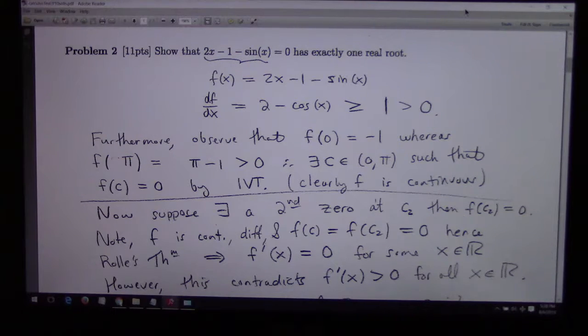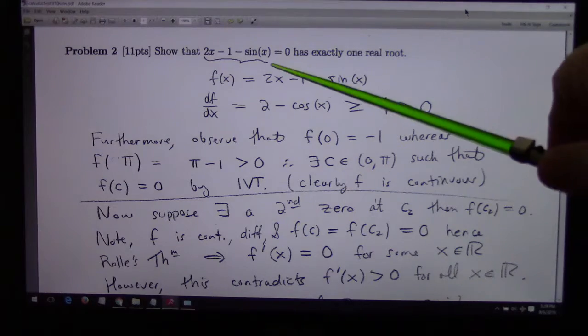Show that 2x minus 1 minus sine x equal to 0 has exactly one real root. So this is a kind of a different sort of problem. So let's look at the solution here.